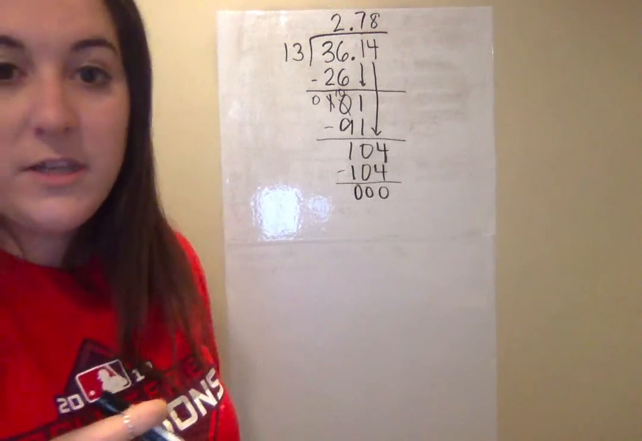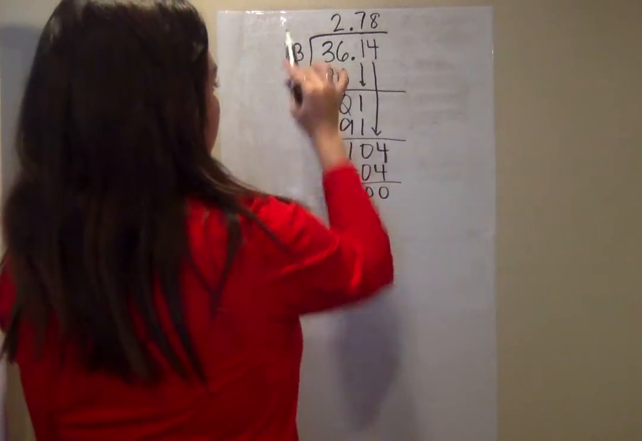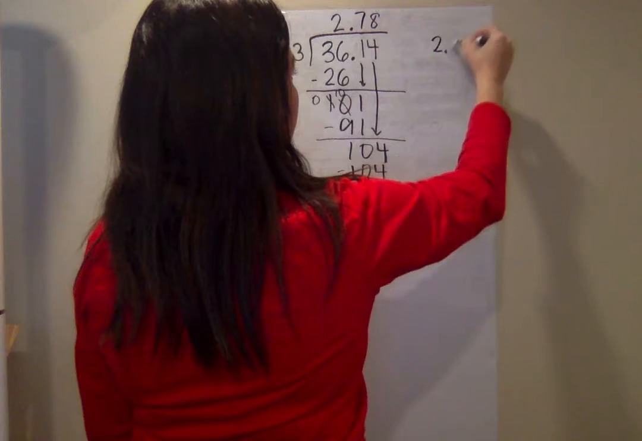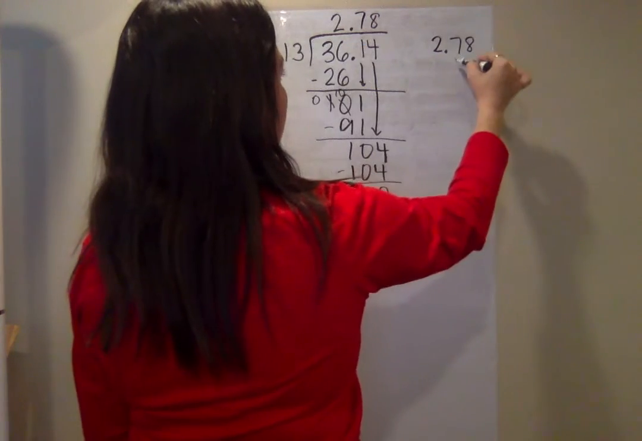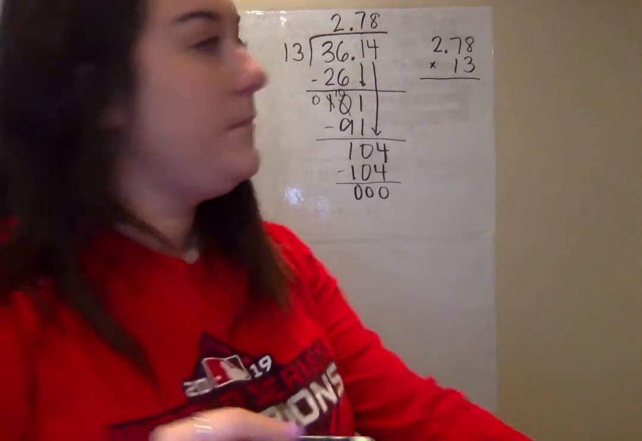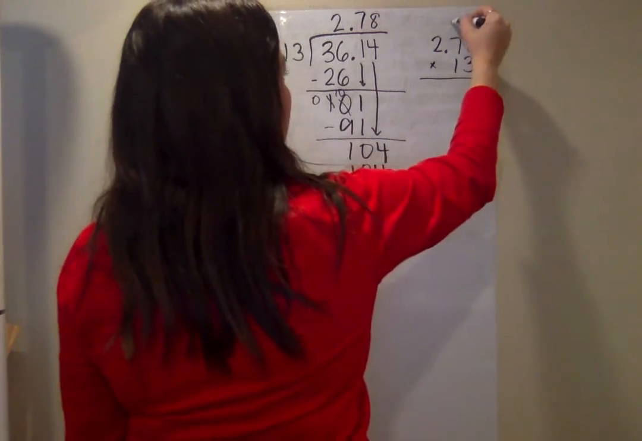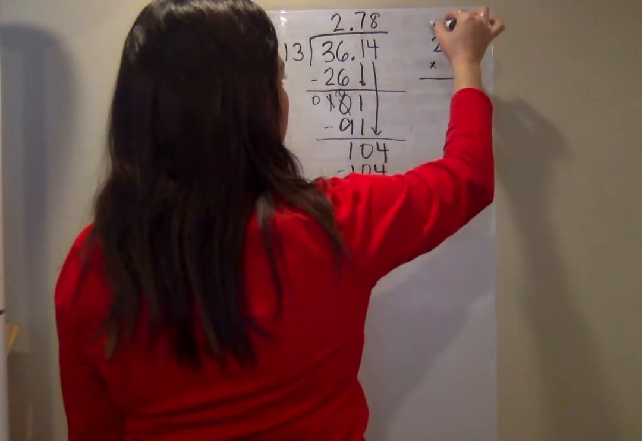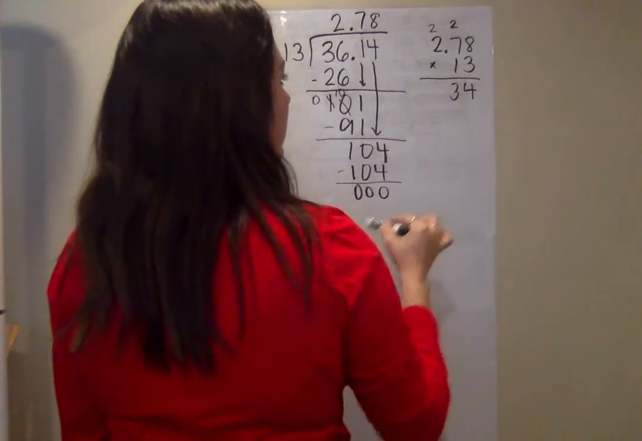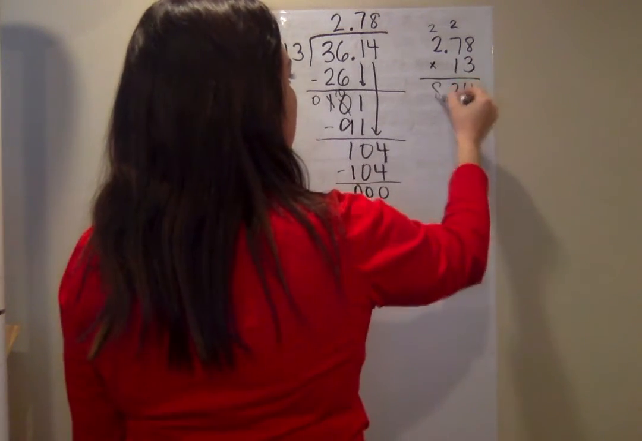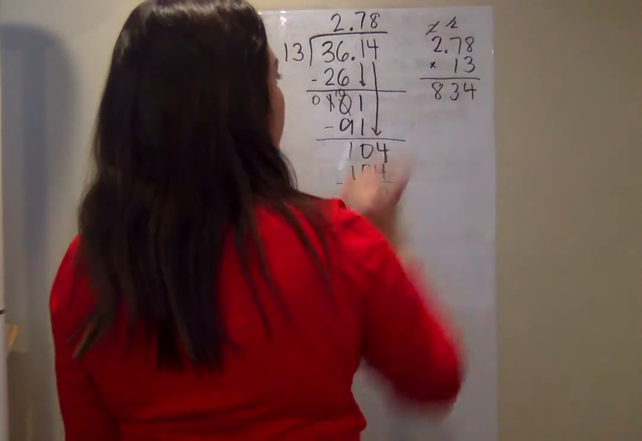Okay. I'm going to check using multiplication. So I'm going to multiply my quotient by my divisor, 2 78/100ths times 13. 3 times 8 is 24. 3 times 7 is 21, 22, 23. Okay. 3 times 2 is 6 plus 2 is 8. And now I'm done with these.